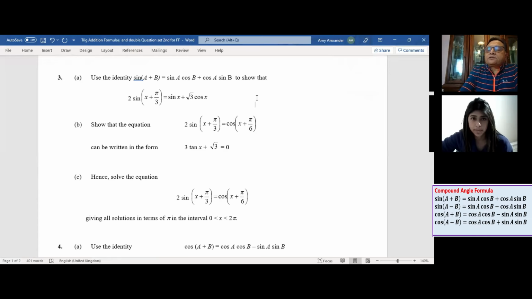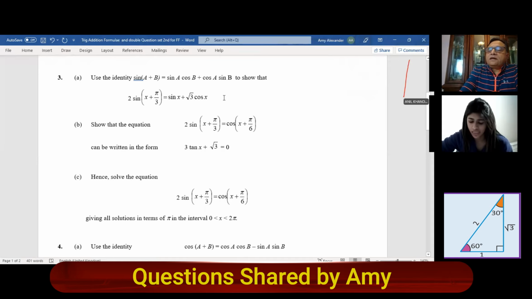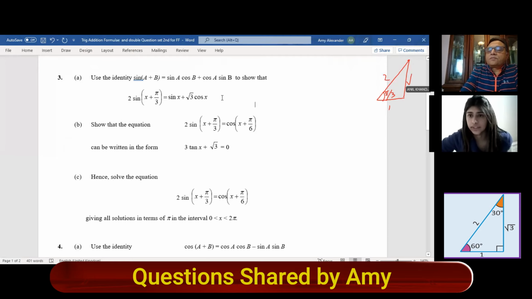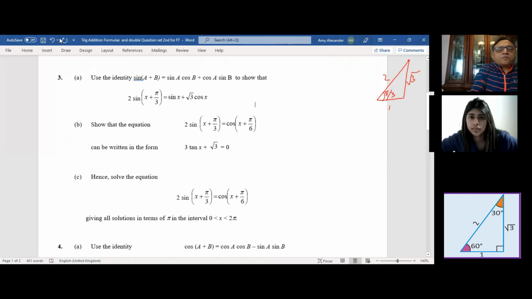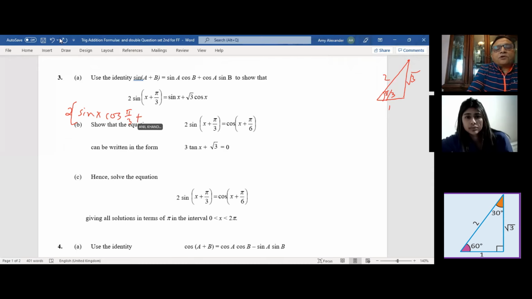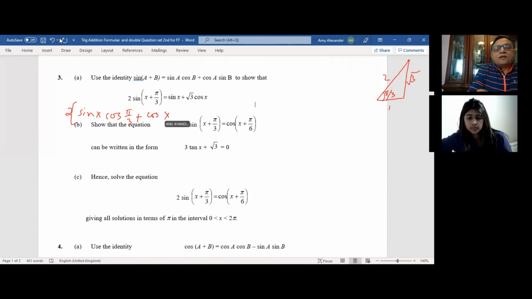So pi by 3. Make a triangle here so you know the exact values. Pi by 3 is this angle. So 1, 2, and square root 3, correct? And clearly, when you write 2 sine A plus B, we can write this as 2 times sine of x cos of pi by 3 plus cos of x sine of pi by 3, correct?